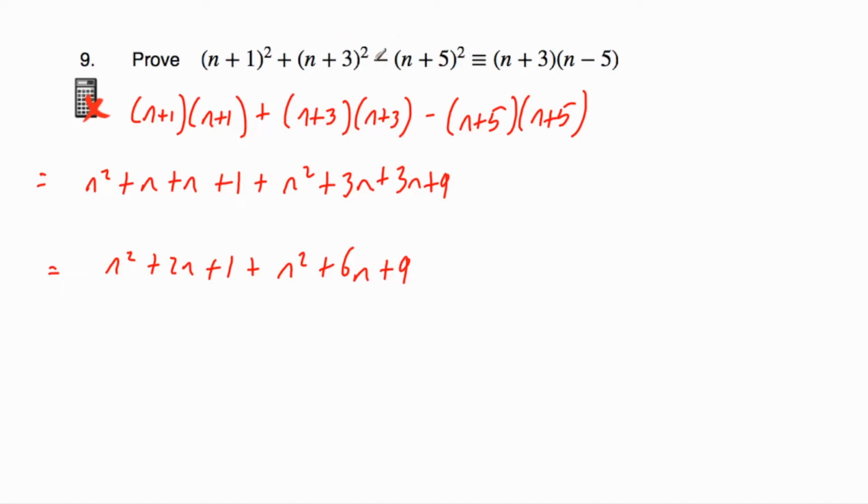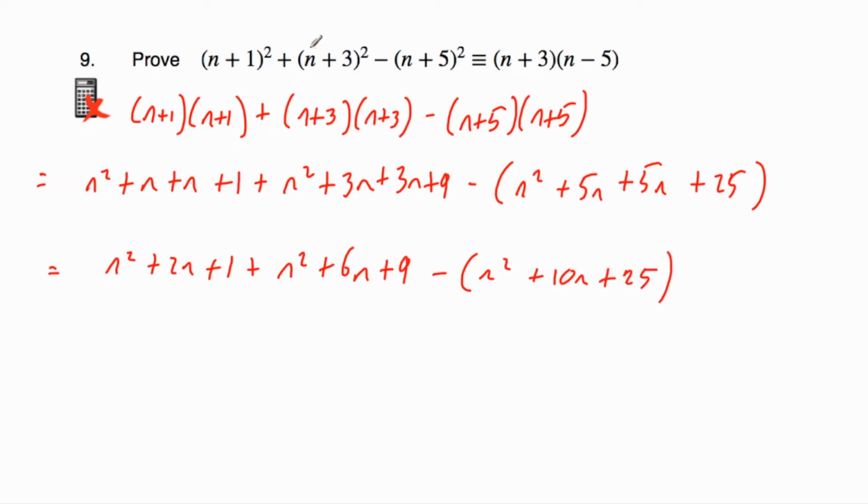Now let's look at our next one. It's got a subtract here, so we need to be careful. I'm going to put this in brackets, subtract, and then put in brackets. n times n is n squared. n times 5 is plus 5n. 5 times n is plus 5n, and 5 times 5 is plus 25. I've put it in brackets because we're taking away all of this. Now we need to simplify, so we take away, in brackets, n squared, 5n plus 5n is plus 10n, and then our plus 25.